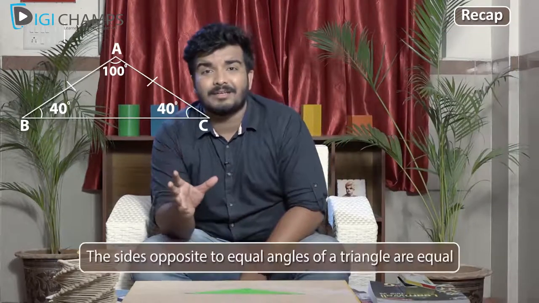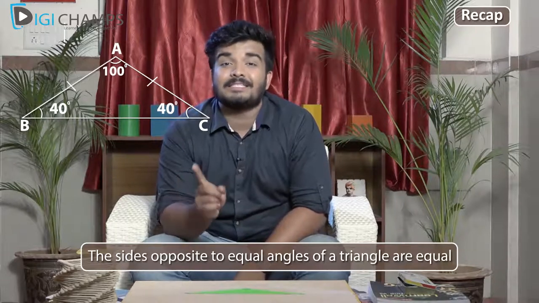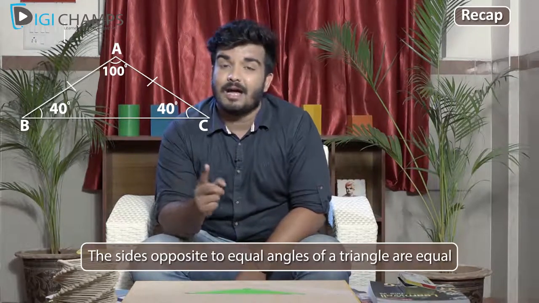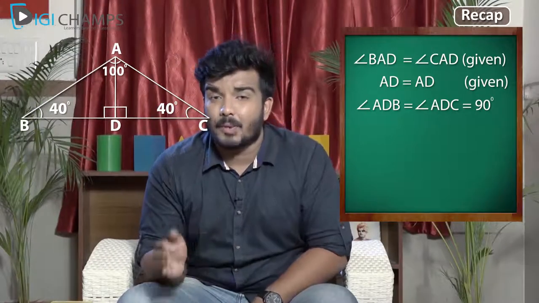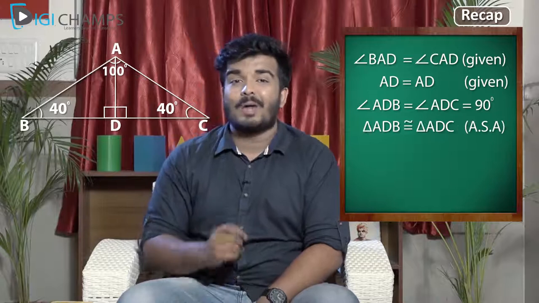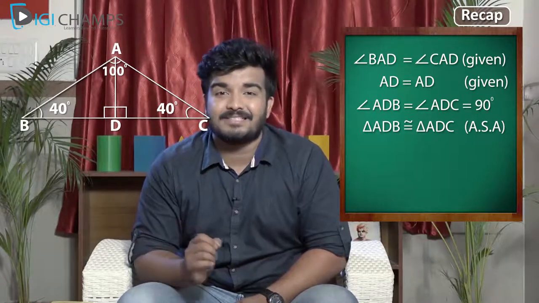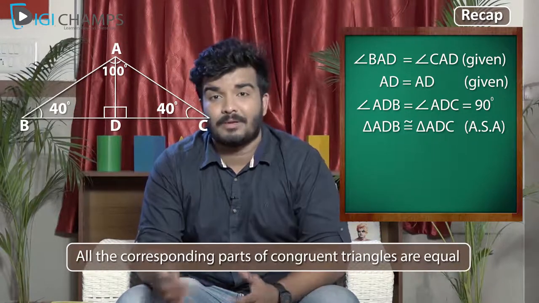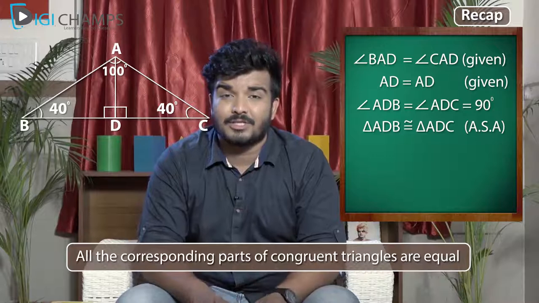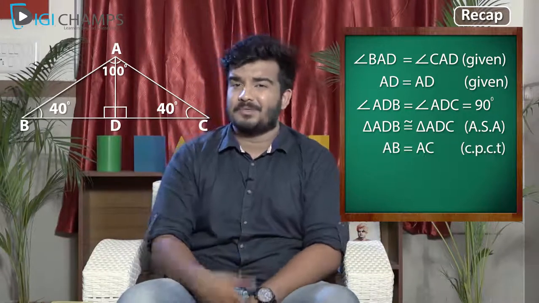If you are given a triangle and two of its angles are equal to each other, the sides opposite to these two angles are also equal to each other. So clearly, by the ASA criterion, I have got triangle ADB is congruent to triangle ADC. And we know that corresponding sides or corresponding parts of the triangles are actually equal to each other. So by that logic, we have AB is equal to AC.